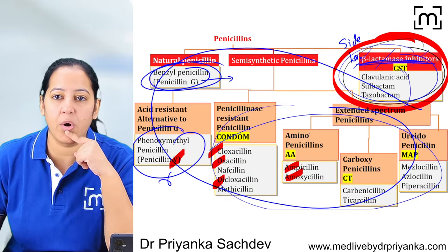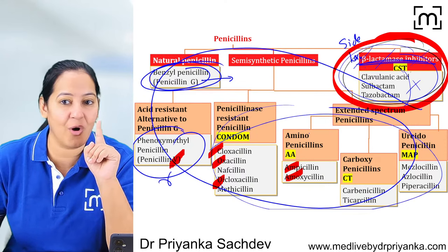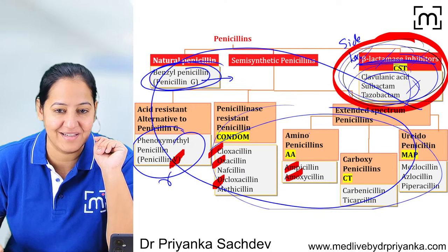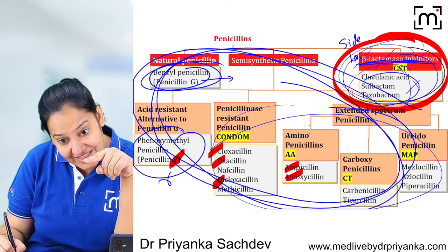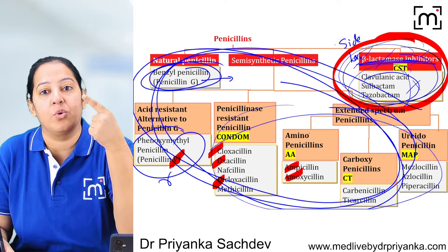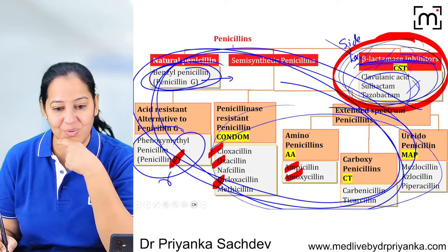So these do not have any antimicrobial activity. They are just taking care. They do not inhibit cell wall synthesis, I mean to say that. The cell wall synthesis inhibition will be done by these, the main heroes. But along with them, first we will enter the side hero so that the main hero can be protected from the enzyme. I don't know how many of you got it.